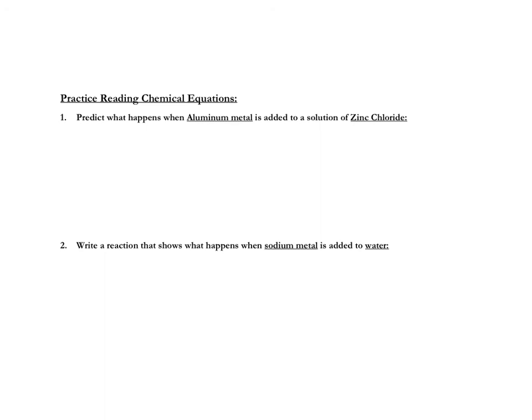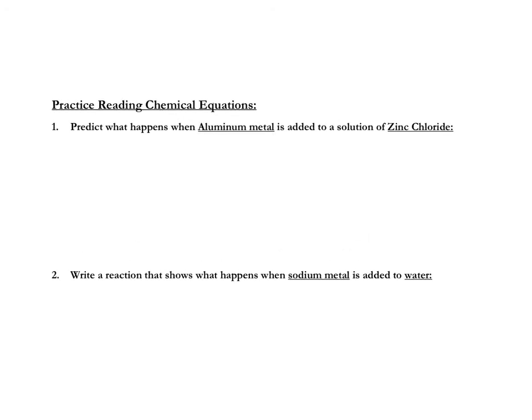Let's go ahead and take a look at the practice reading chemical equations on this side. It's saying to predict what happens when aluminum metal is added to a solution of zinc chloride. So aluminum metal is added to a solution of zinc chloride. All right. So aluminum metal. So aluminum is Al. Zinc chloride. So zinc is a metal. Chloride is referring to chlorine, which is a nonmetal. So let's figure out what the formula for zinc chloride would be. So zinc is Zn, chloride is Cl.